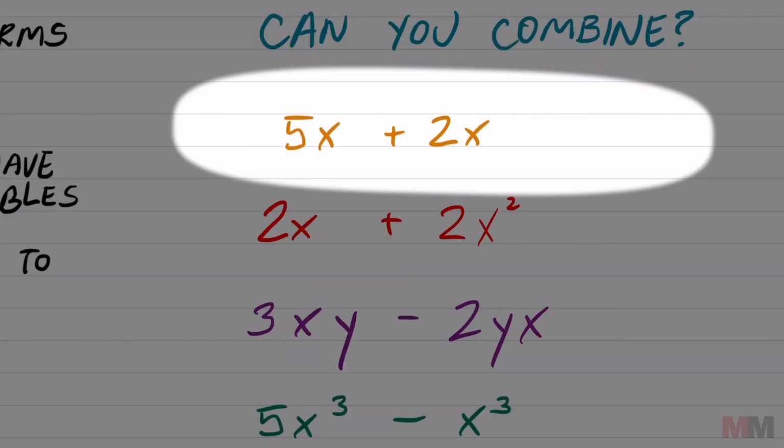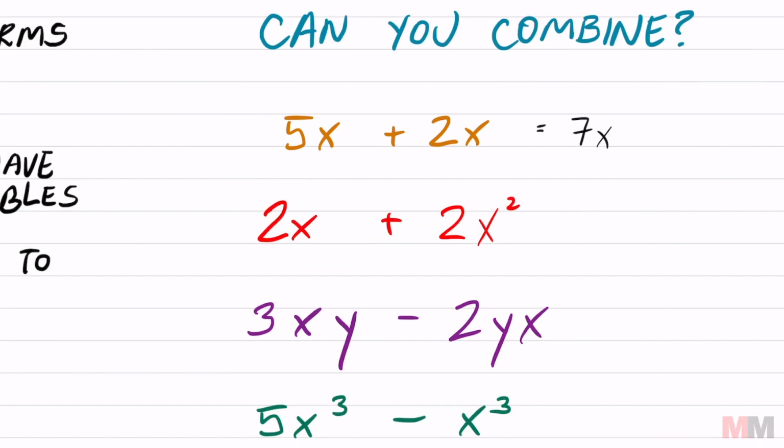5x and 2x? The answer is yes. That one's easy. They have the same variable. These have exponents of one that are not written there, but they're really there. And if you add 5x plus 2x, you will get 7x.